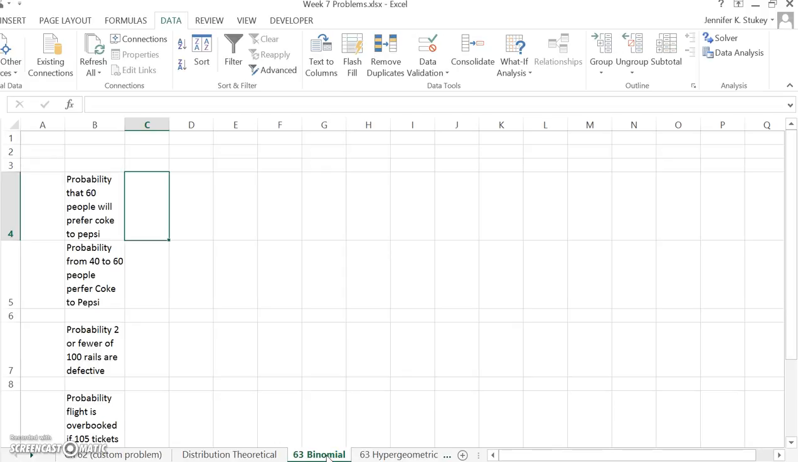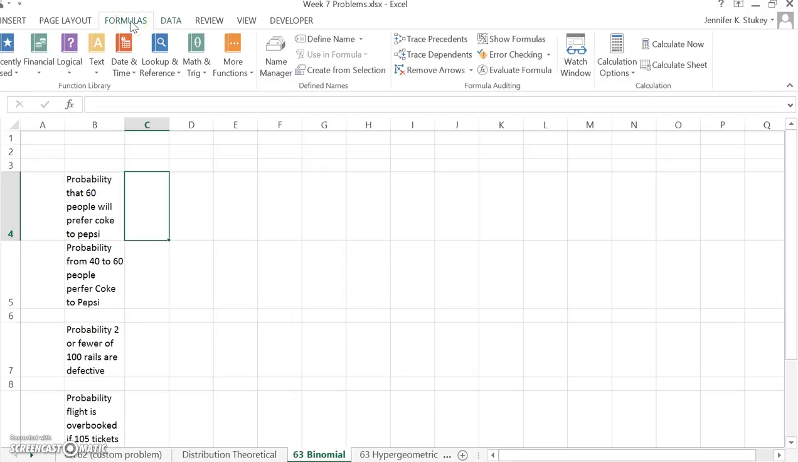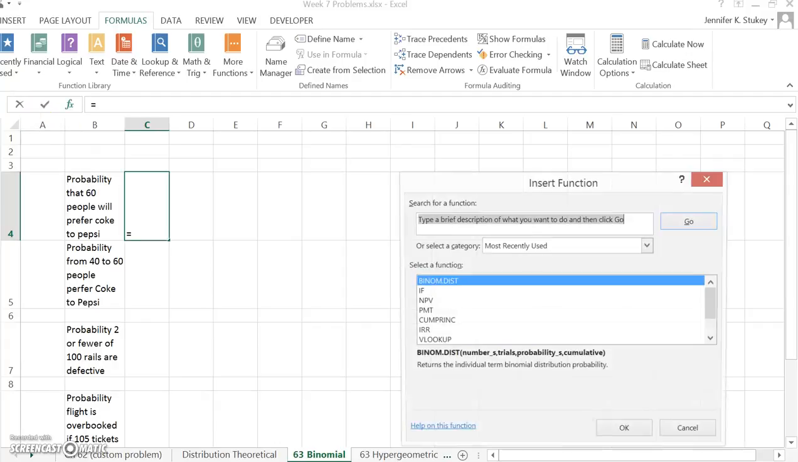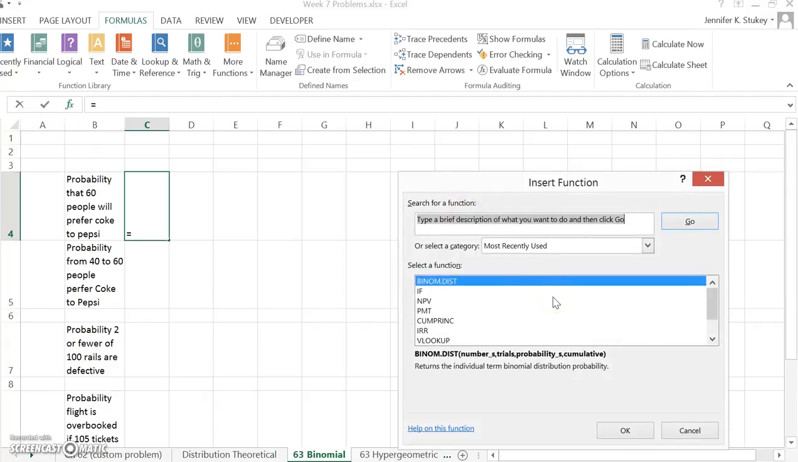So what you want to do is use the binomial distribution, because the probability that person 1 likes Coke or Pepsi would not affect what person 2 liked. All right, so we are going to use the binomial distribution. Again, if you have a little bit of trouble with this, I always recommend that you use the insert function box instead of typing it in, because it gives you some hints on the bottom if you can't remember what to plug in.